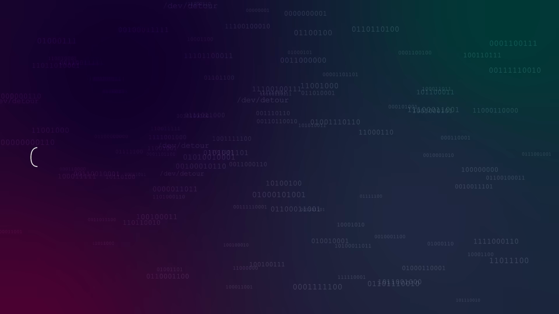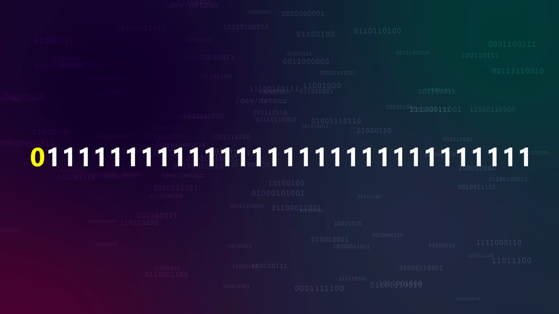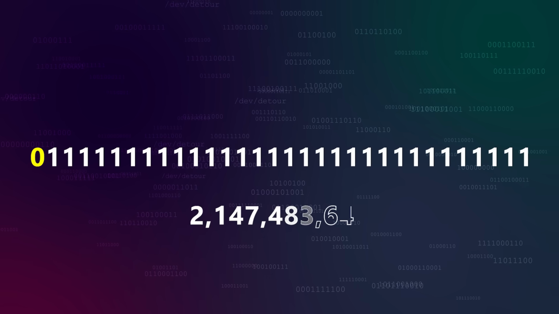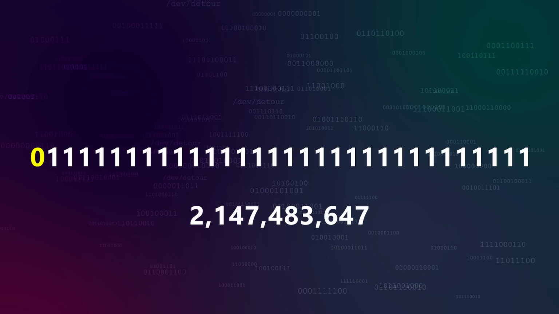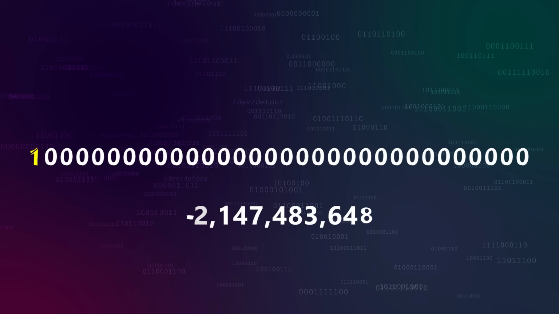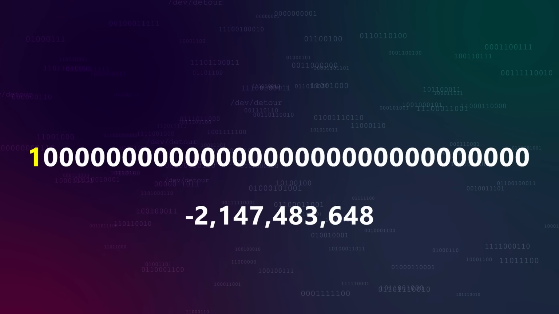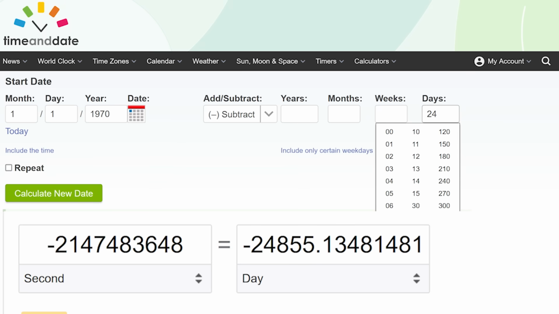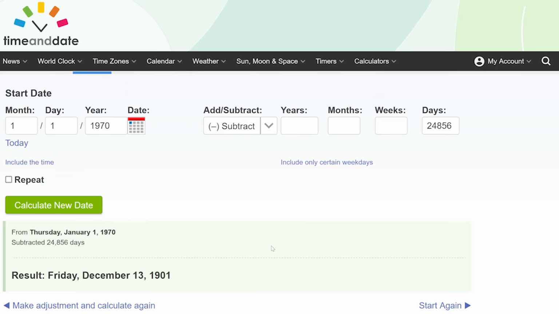The number of seconds here is 32 bits long, but 1 bit is used to indicate positive or negative, meaning the largest number it can actually fit is 2,147,483,647, and the smallest number is, yeah, I'm not saying all that again, it's just this. Subtracting that many seconds from January 1st, 1970 puts us at December 13th, 1901 at 8:45 UTC as the earliest possible time we can represent.